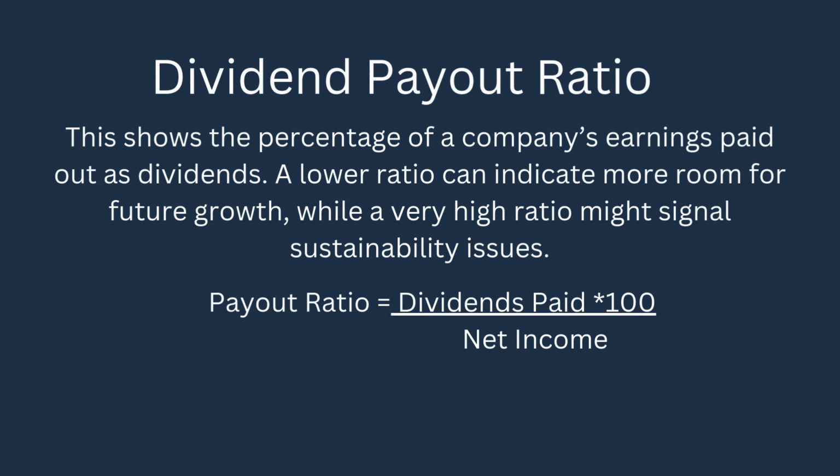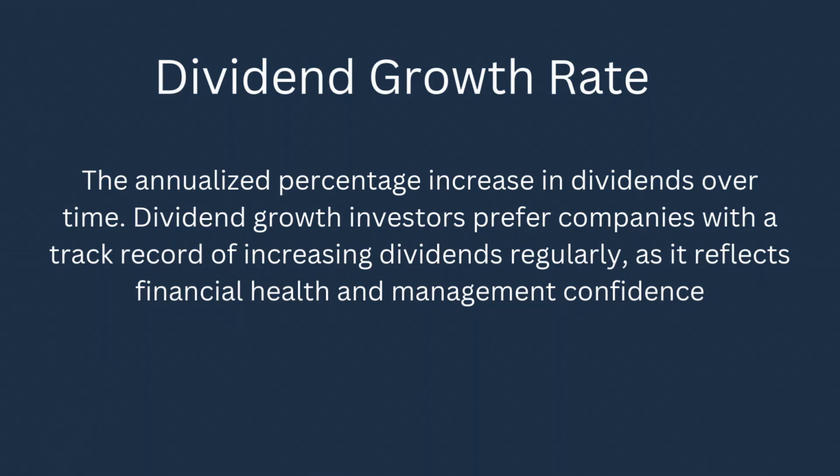Dividend payout ratio shows the percentage of a company's earnings paid out as dividends. A lower ratio can indicate more room for future growth, while a very high ratio might signal sustainability issues. Dividend growth rate is the annualized percentage increase in dividends over time. Dividend growth investors prefer companies with a track record of increasing dividends regularly, as it reflects financial health and management confidence.